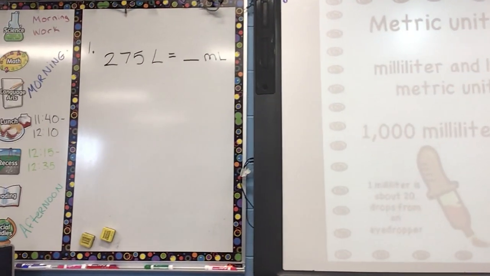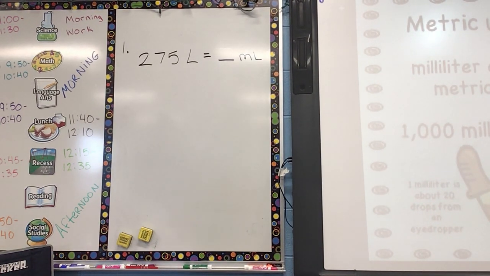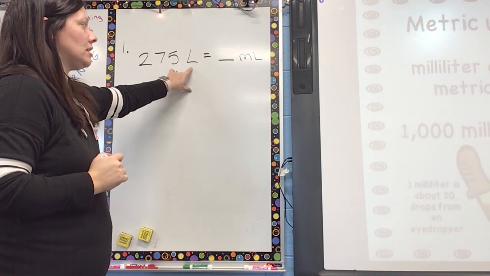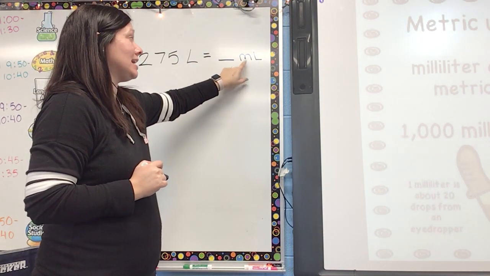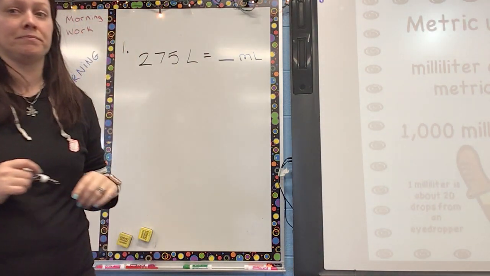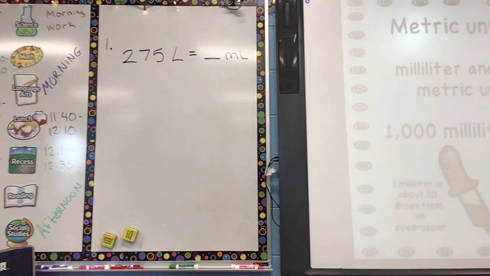Number 1, they want to know 275 liters is how many milliliters? The abbreviation for liters is going to be a capital L. Okay? Milliliters, the abbreviation is going to be a lowercase m and then uppercase L. All right, so our liters gets a capital letter.